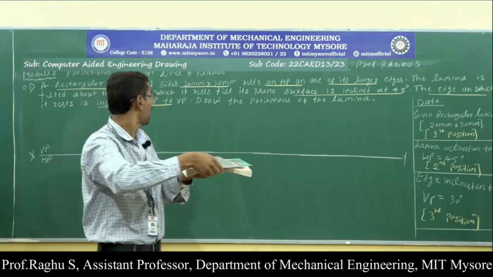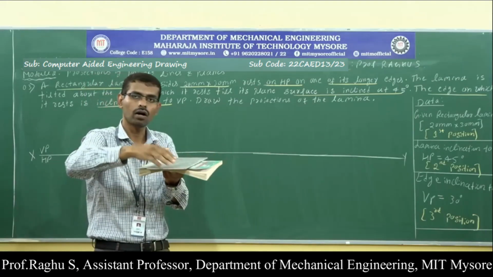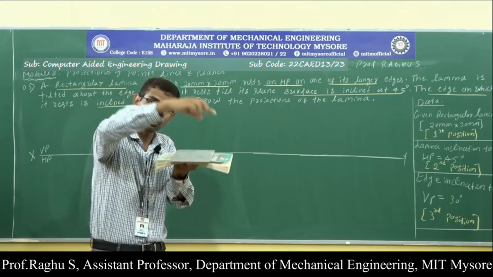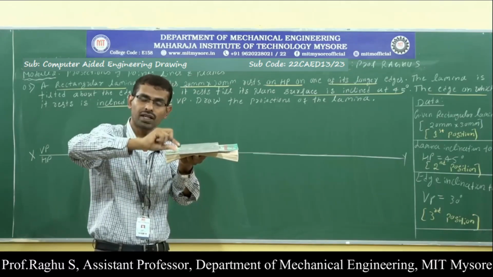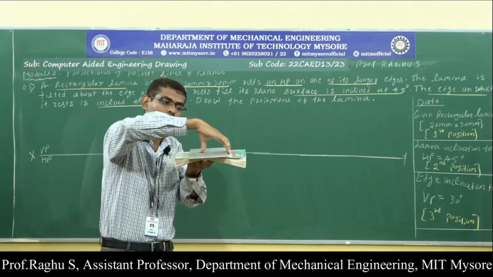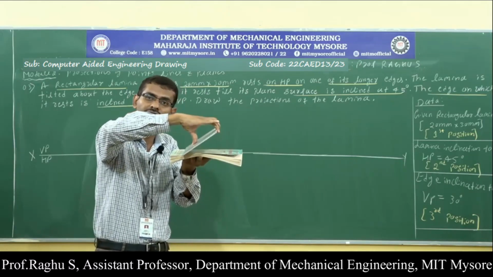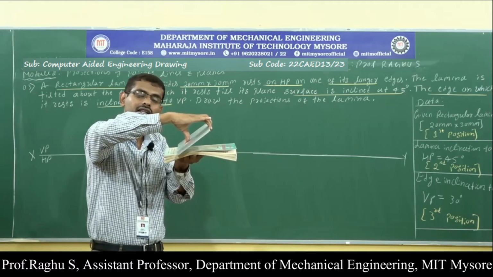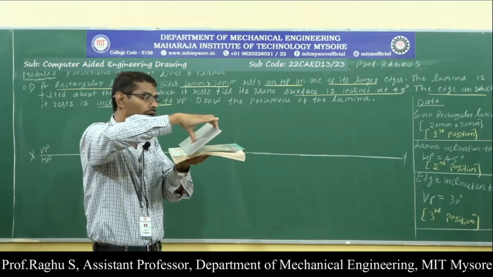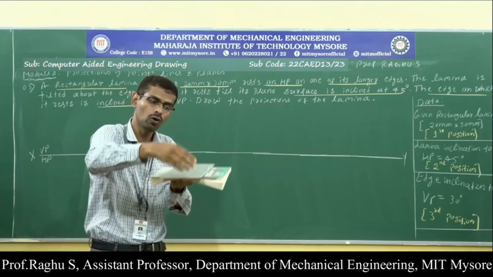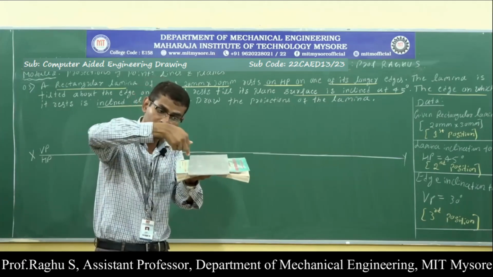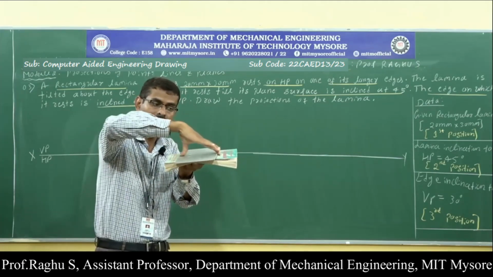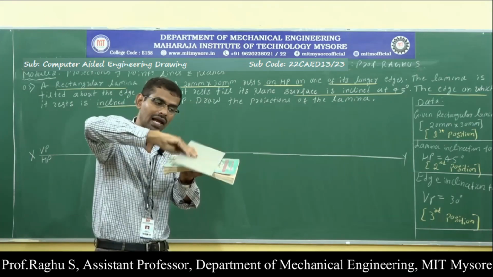Next, the lamina is tilted. Now I am going to tilt the lamina about the resting edge. This is the resting edge. The edge towards your left side is considered the resting edge. I am going to tilt the lamina about the resting edge till its plane surface makes an angle of 45 degrees with respect to HP. Even I can tilt the lamina like this.